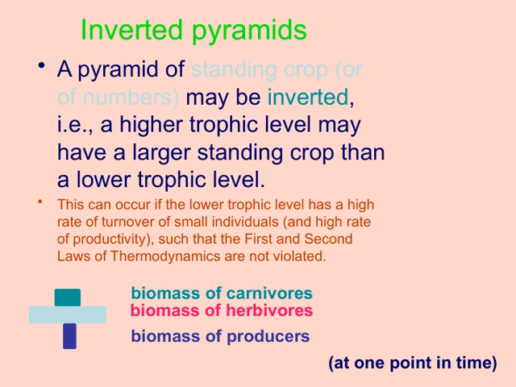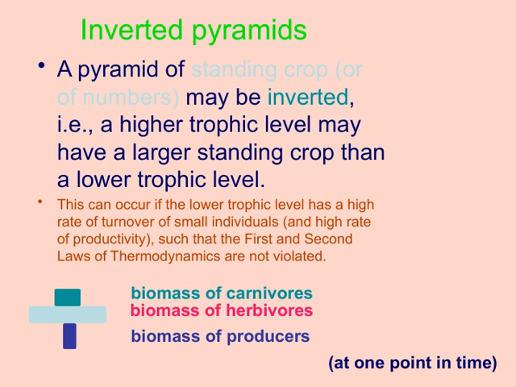For example, if the lower trophic level has a high rate of turnover of small individuals, meaning they reproduce and die quickly, then their biomass can be relatively low even if their productivity is high. So, even if the biomass of producers or herbivores seems small, the total energy flow and productivity can still be very high. This doesn't violate the first and second laws of thermodynamics, because the system is constantly producing new biomass at a rapid rate, even if the standing biomass appears low at any one point in time.